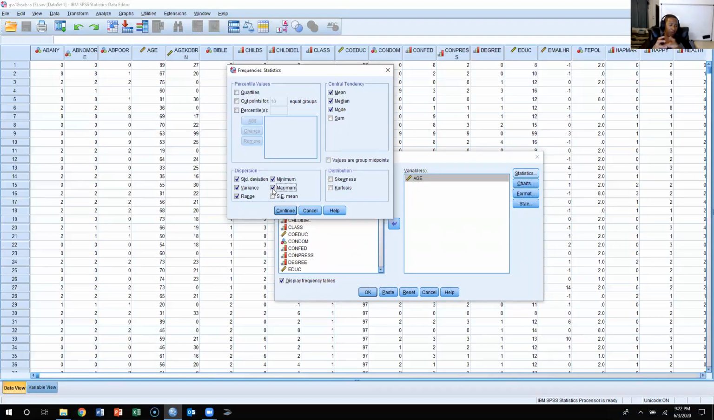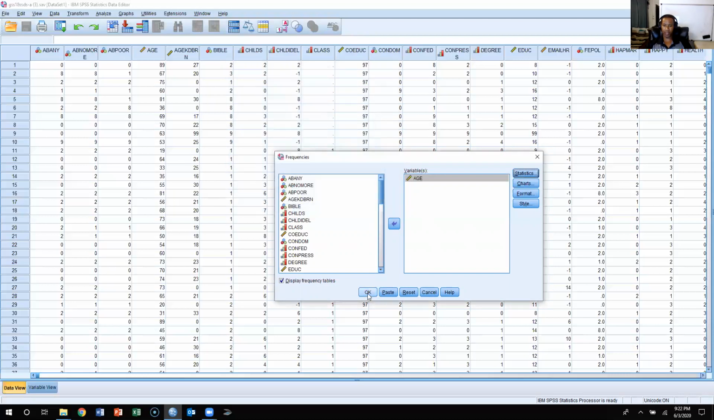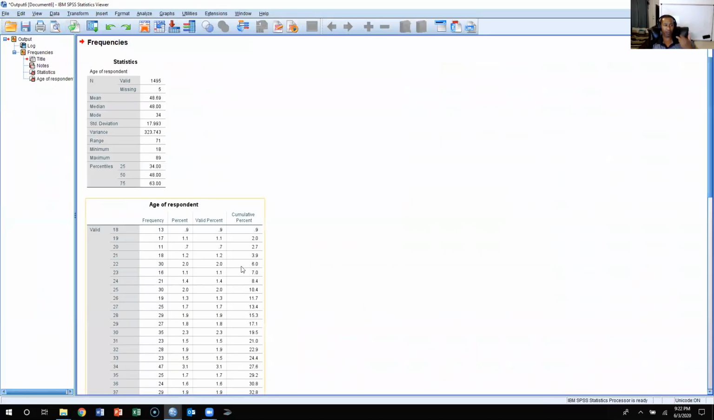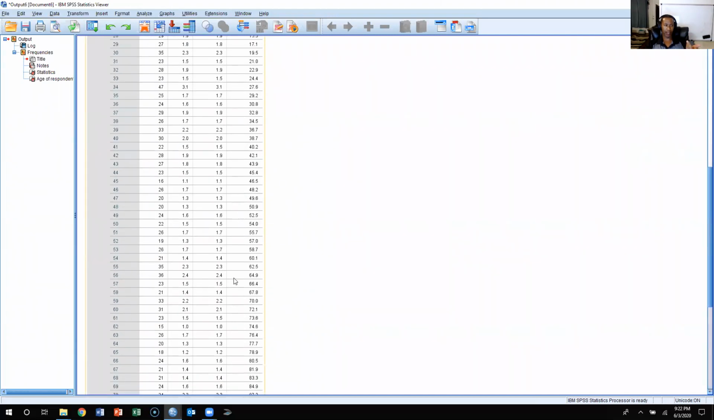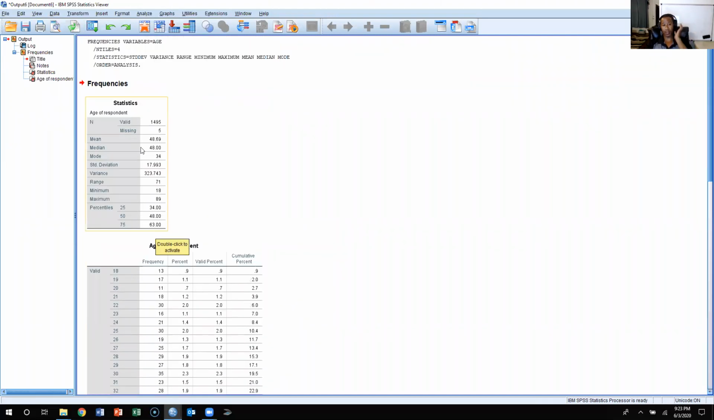Now what we can also do is calculate quartiles. If y'all remember the 25th, 75th percentile, the 50th percentile is obviously the median. So we can calculate the quartiles as well. I'm going to press Continue and then OK. Now it's going to display both the frequency distribution, and it's also going to provide me the statistics up here.